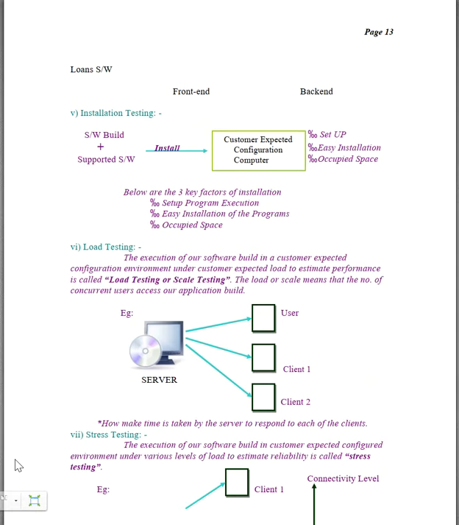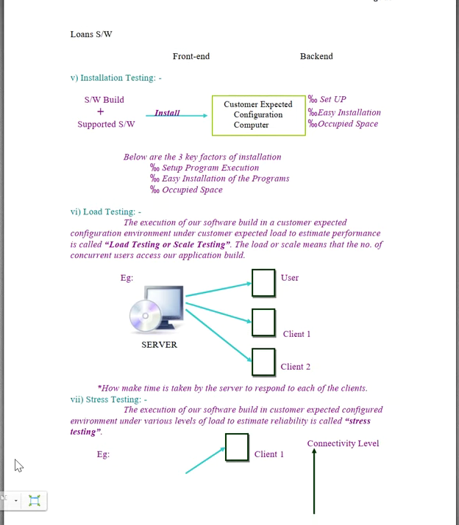Then we have the installation testing. So actually, testing is something like we have the software build and the supported software. When we install in a system, the setup should be easy and the setup should be available, and how much space it takes and all those things should be taken into consideration.